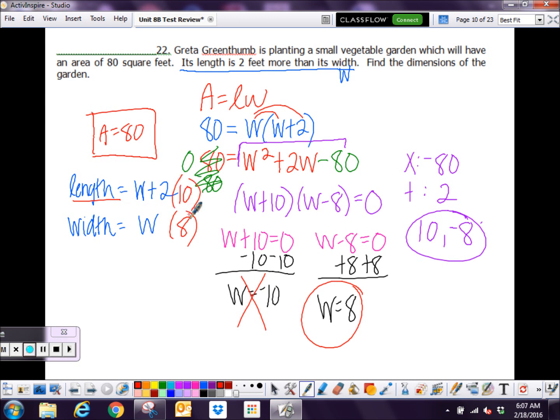And remember, you can always check these too. You can check, you got your sides as 10 and 8. We'll multiply those and make sure that it equals 80.